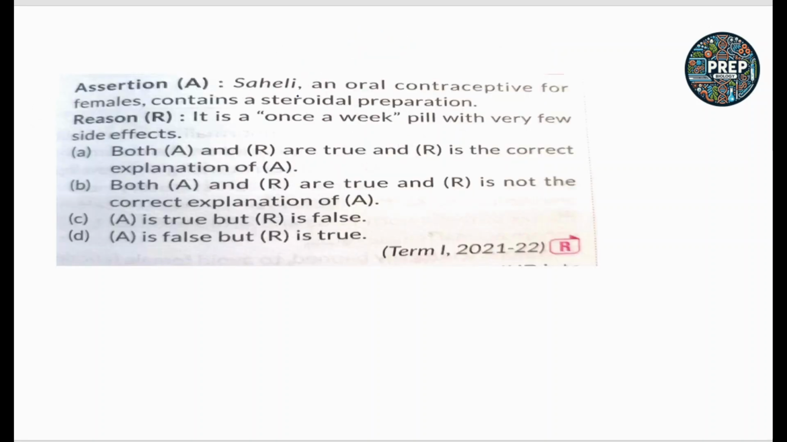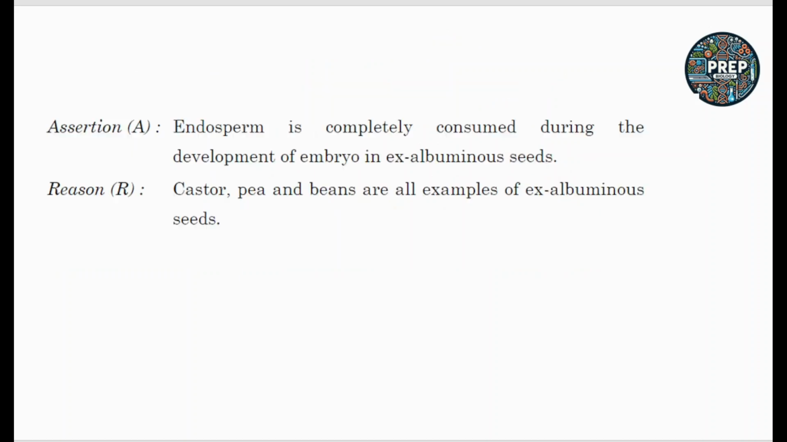Next assertion: Saheli, the oral contraceptive for females, contains steroidal preparations. No, this is incorrect. Why? Because it contains non-steroidal preparation. And the reason is that it is a once a week pill with very few side effects. Yes, this is correct. So the assertion is false, the reason is true. Option D is correct.